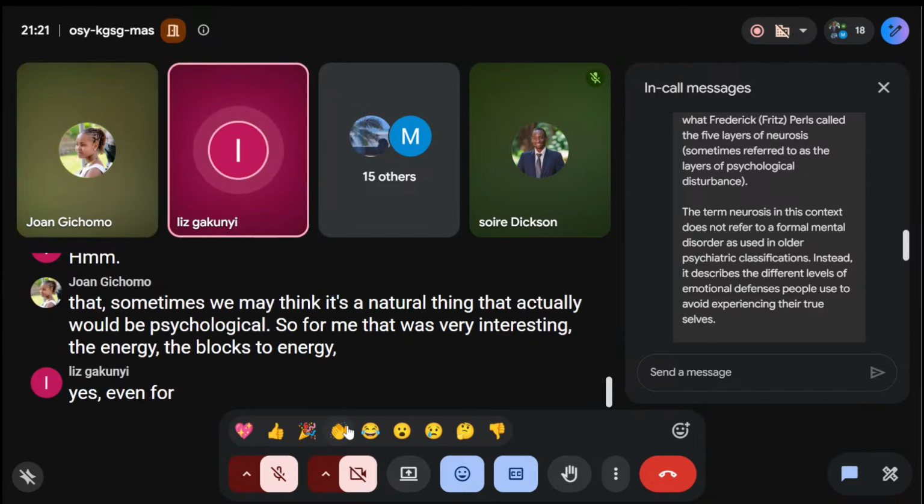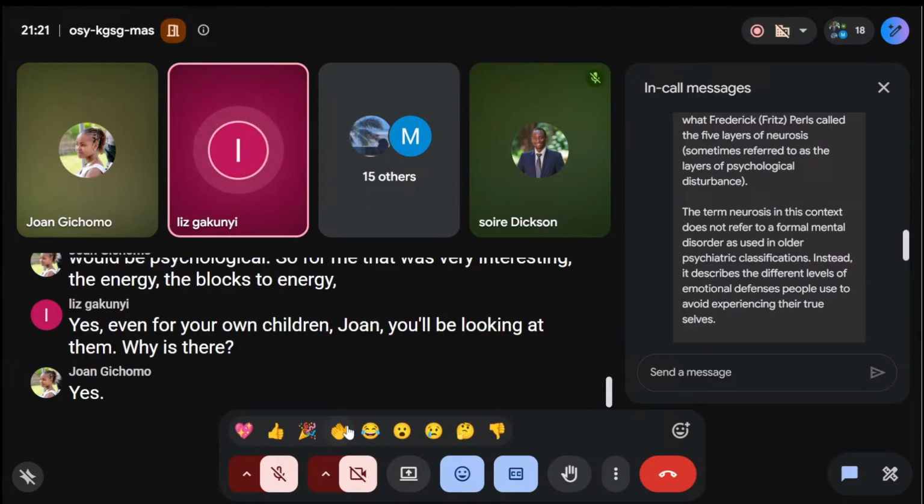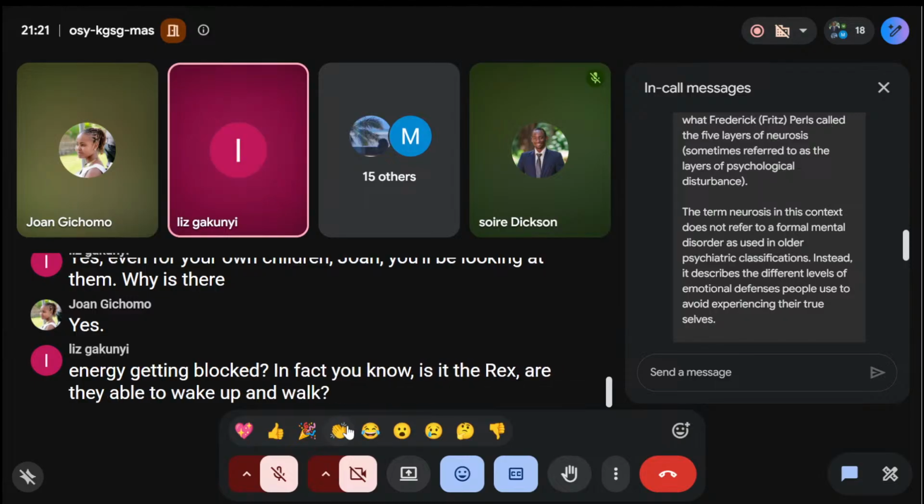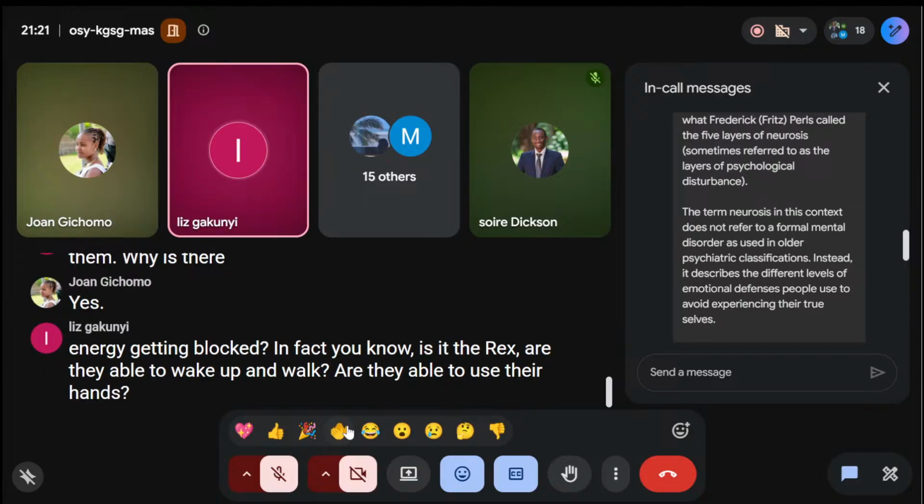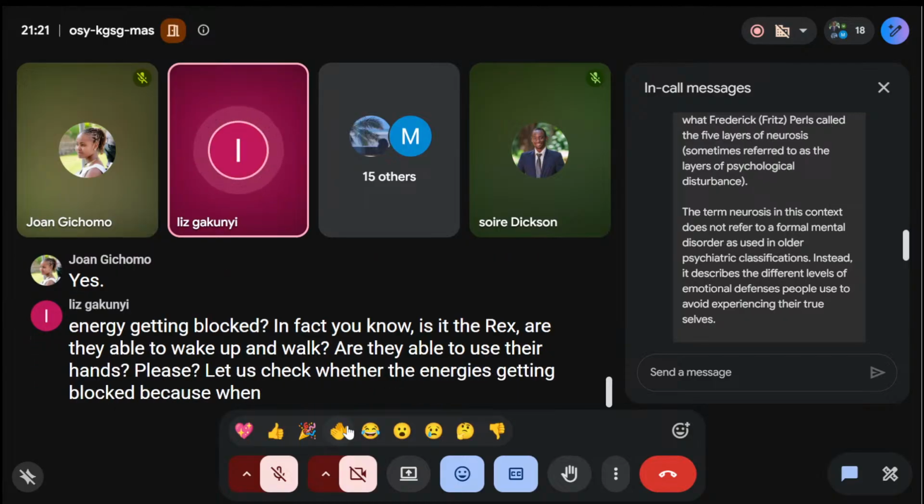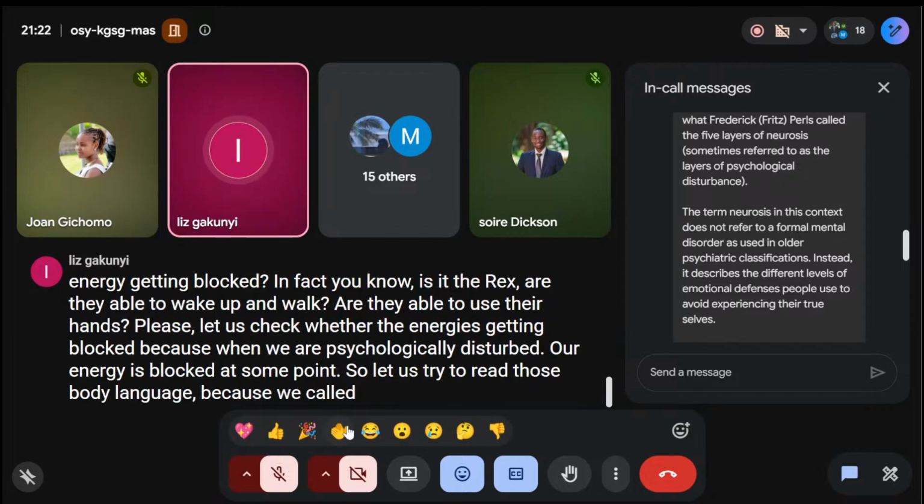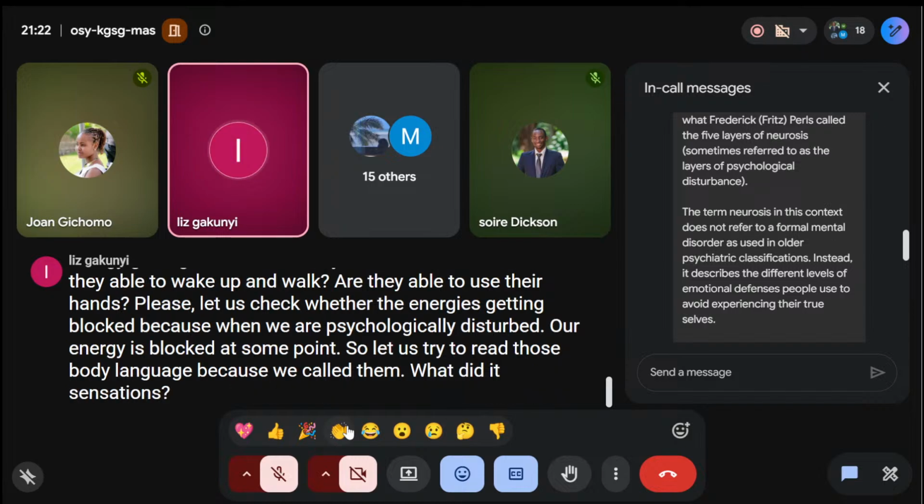Yes, even for your own children, Joan, you'll be looking at them. Why is the energy getting blocked? Is it the legs? Are they able to wake up and walk? Are they able to use their hands? Please let us check where the energy is getting blocked. Because when we are psychologically disturbed, our energy is blocked at some point. So let us try to read that body language, because we call them bodily sensations. They will tell you there is a psychological disturbance.